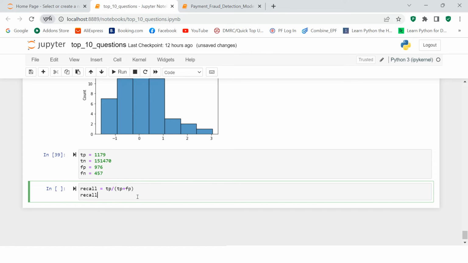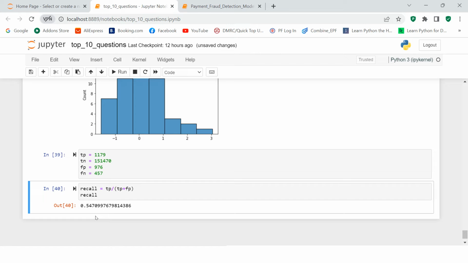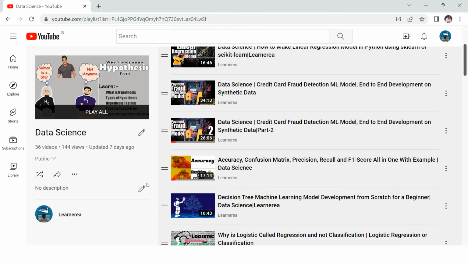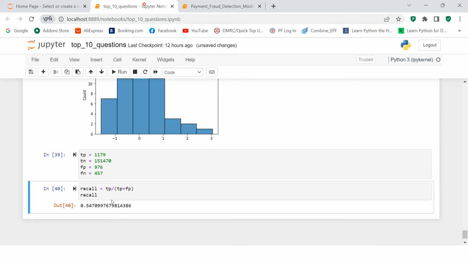Okay, let's just try. So here you see, you get recall: true positive plus false positive will be the denominator, and true positive will be the numerator. So what we are getting is 0.54. Let's see if this is what we had over here as well. Do we have precision and recall? Yes, you see over here, for the fraud cases, wherever the model is predicting fraud, the precision is 0.55, which is approximately the same as what we just calculated. Now let's calculate the recall.